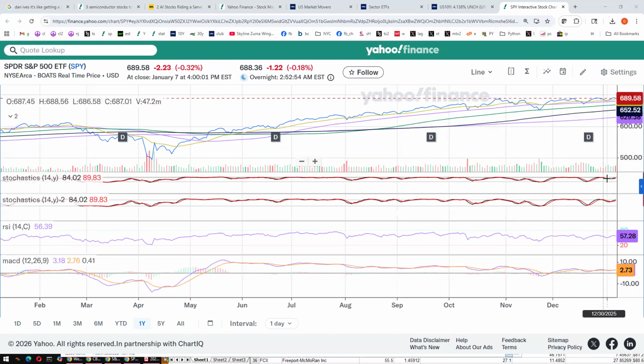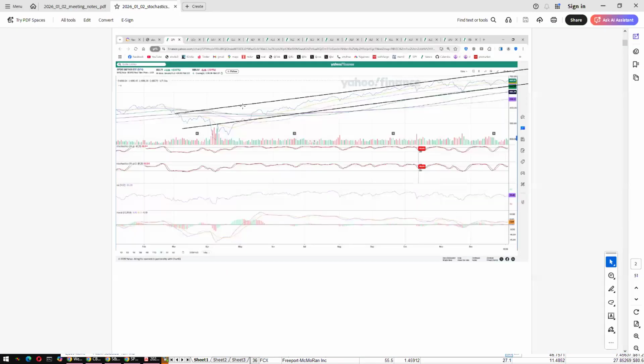Right now, you can see we're overbought. We're probably at 76. No, we're 86 with the stochastics. That's as high as you can get. And we're above all the moving averages. Let's look at the stochastics and our trend lines.